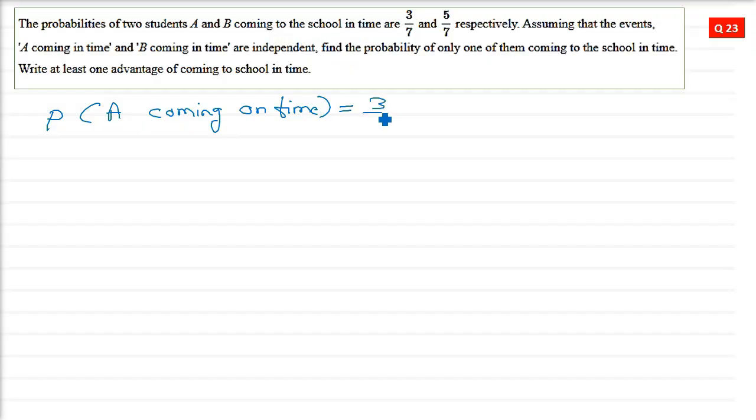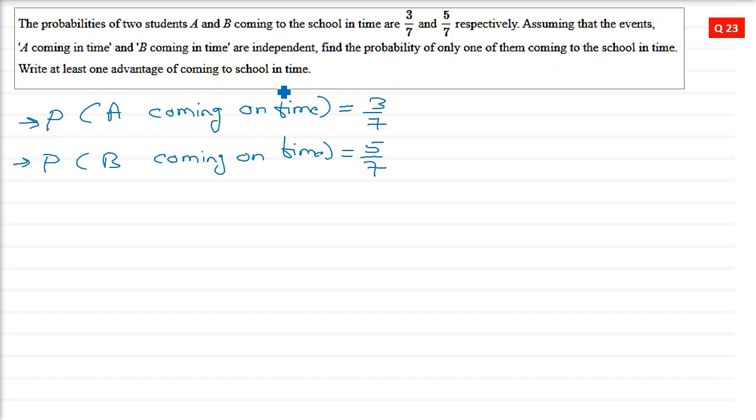The probability of A coming on time is 3 by 7, given in the question. The probability of B coming on time is 5 by 7. So there are 2 different students, and their coming and not coming are independent of each other. So P(A) is 3 by 7, P(B) is 5 by 7. A and B are independent. It's not the case that if A is not coming, B will not come either, or that they both will always come. Find the probability that only one of them is coming to the school.